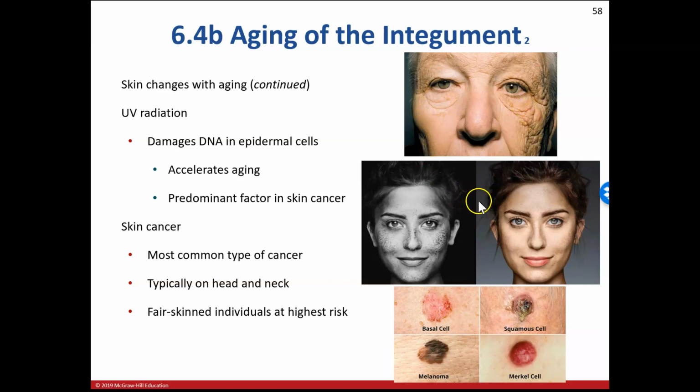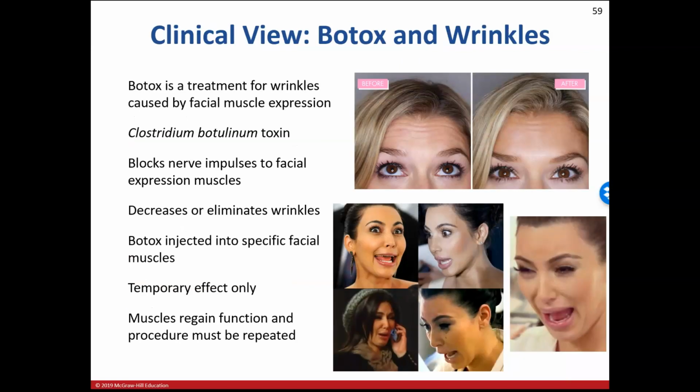side. And here's a woman in which you can see her complexion already has these freckles that have been produced due to sun damage, but this is using a UV light in order to see the actual damage that has taken place here. And here are some forms of skin cancer. This is the most common type of cancer and can typically be found on the head and neck. And if you are fair-skinned, you are at higher risk.